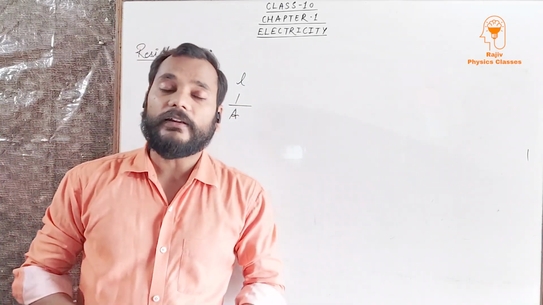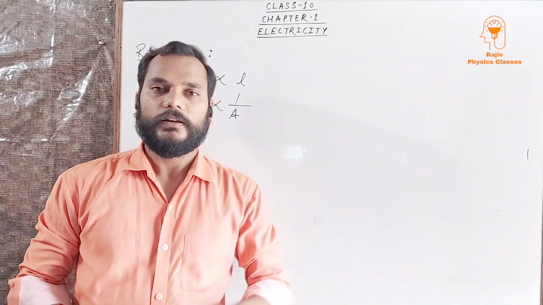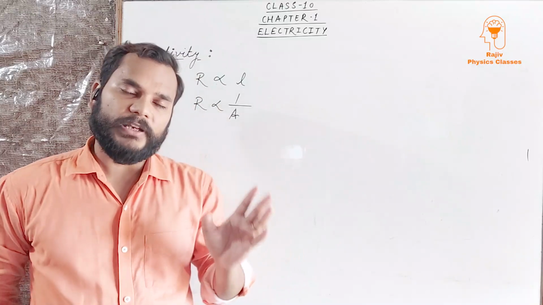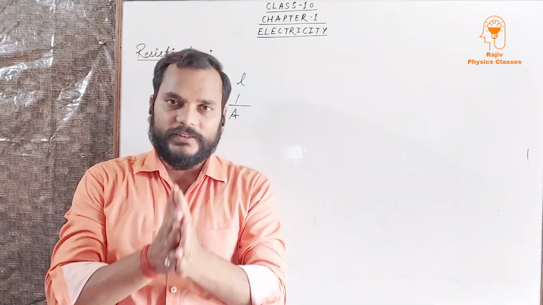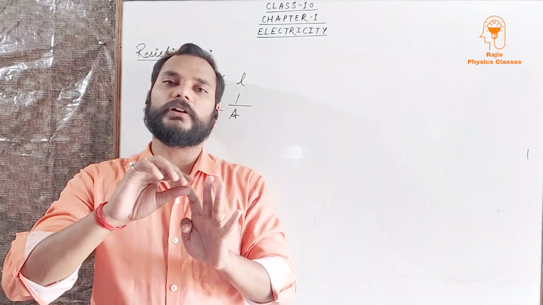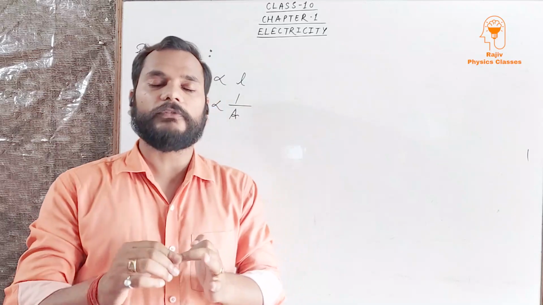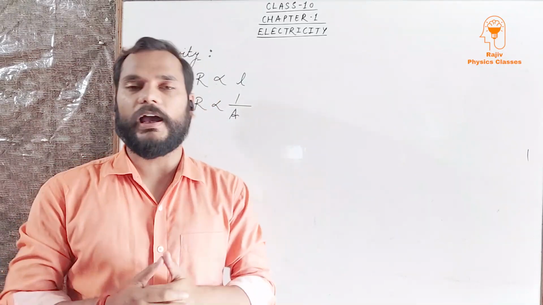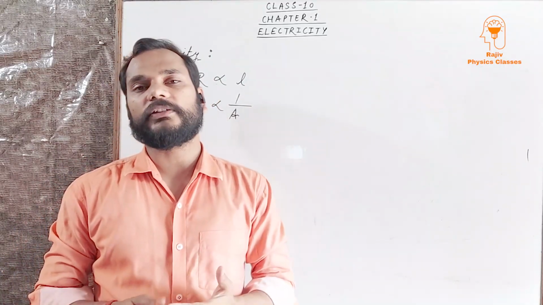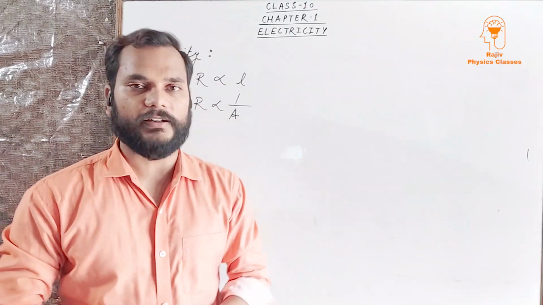We have studied that resistance of a conductor is directly proportional to the length. Basically, in my previous video, I told you that resistance of a conductor depends on 4 factors. Resistance depends on its length. Resistance of a conductor depends on the area of cross section, or the thickness of the wire. Resistance also depends on temperature, as well as on the material of the conductor.